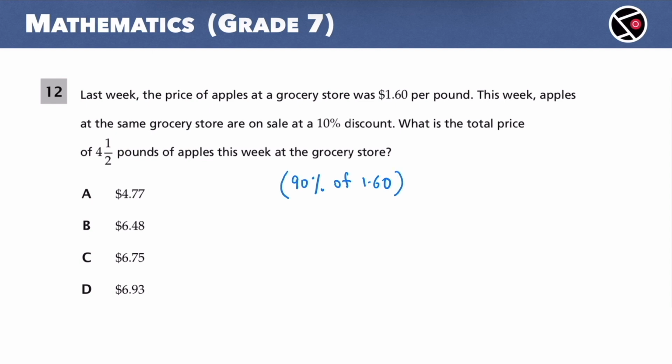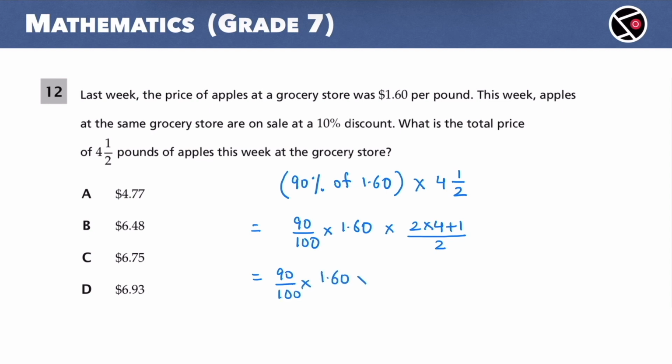We want to buy 4 1/2 pounds of apples, so the total cost to us will be the price of 1 pound of apples multiplied by 4 1/2 pounds. 90% is 90 divided by 100. Remember, percentage is 1/100. Of is multiply. 1.60 multiplied by, we will convert this mixed fraction into an improper fraction. So we have 2 times 4 plus 1, divided by 2. We get 90/100 times 1.60 times 4 2s are 8 plus 1, 9 divided by 2.